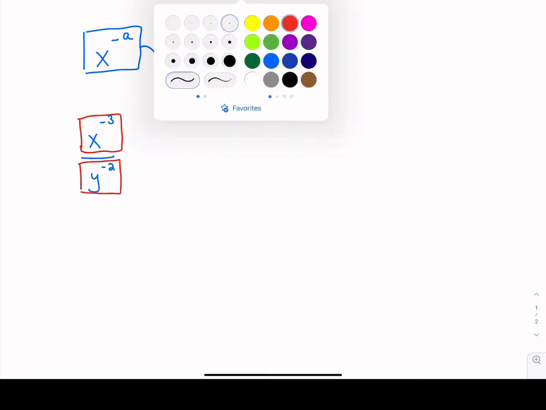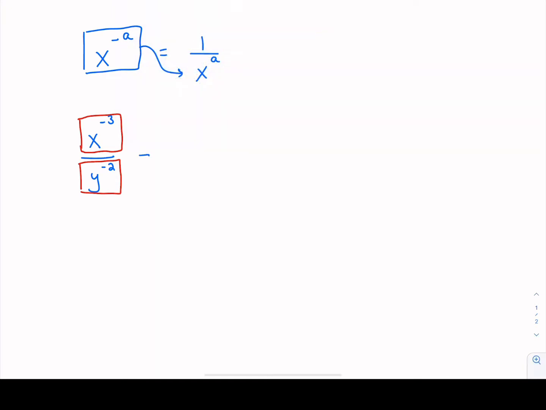So if I were to rewrite this expression with positive powers instead, the y to the power of negative 2 is going to move upstairs and become y squared in the numerator. The x to the power of negative 3 is going to move downstairs and become x to the power of positive 3 in that denominator position. So if you take something that is written with a negative power and convert it to its positive power, it really just means moving that base to its alternate position.